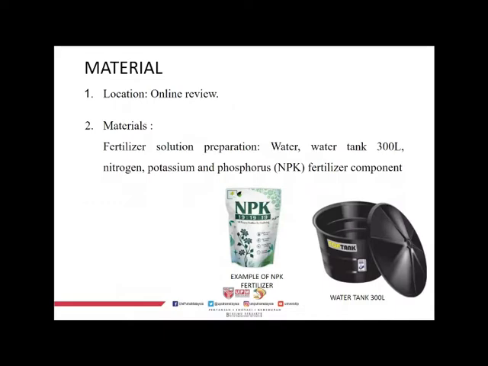So we are moving to material. First, the location is online review, and for the material to make the fertilizer solution, it is just a water tank of 300 liters, and nitrogen, potassium and phosphorus, or in short NPK fertilizer component. So there's a picture of an example of NPK fertilizer that is soluble in water. There's a picture with the ratio 19 and 19. And for the water tank, we will be using the black one, black in color, because we want to prevent the algae growth in the water. Next.